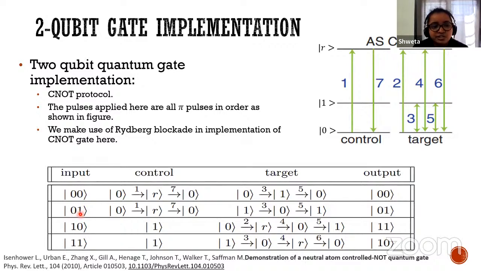Similarly, when the input states are 0, 1, 1, 0, and 1, 1, they transform to the outputs 0, 1, 1, 1, and 1, 0. As you can clearly see, when the control atom is 0, the target atom remains in the same state. But when the control state is 1, the target atom flips its state from 0 to 1 and 1 to 0. So in this way, a CNOT gate can be implemented. So this was the implementation of the 2-qubit gate.